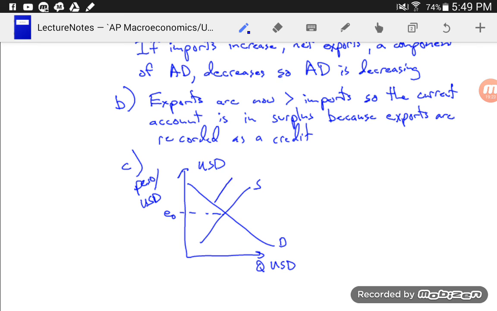So the supply of U.S. dollars is going to decrease, which is going to cause an increase in the value of the U.S. dollar relative to the peso. So USD appreciates relative to the peso.